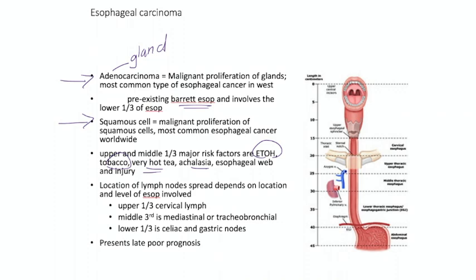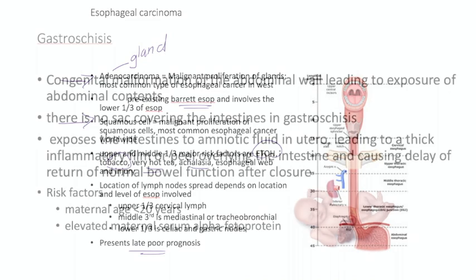the patient. So location of lymph nodes spread will give you high yield points of where the location of the carcinoma is. So if it's in the upper 1/3, the cervical, then we're talking more related to probably a squamous cell. If we're talking about middle third, which is mediastinal or tracheobronchial, still potentially could be the squamous cell. When we get to the lower 1/3, we would be looking at the gastric and celiac lymph nodes, and then you would be looking at your adenocarcinoma. Unfortunately, it presents late, and there is usually a poor prognosis associated with both of them.